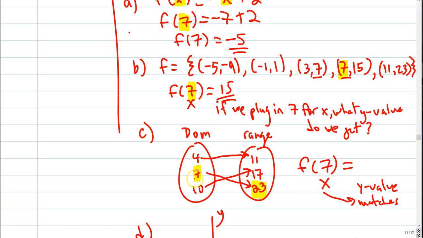7 goes to 23. So f of 7 is 23. Do not solve for f.